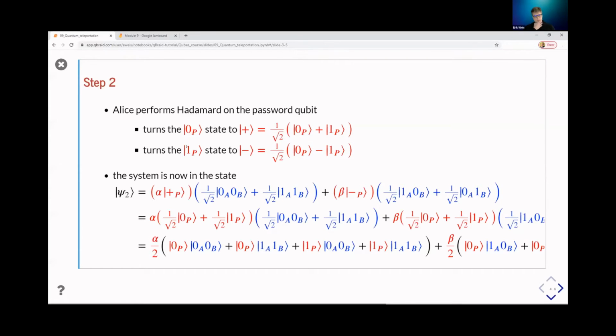Okay, and if the password qubit is 1, that's going to be transferred to the minus state, 0 minus 1. Okay, so you can see now what happens. The previous state, psi1, we applied the Hadamard to the password qubit, which is in red. So right now only the red is going to be affected by what's happening here. The 0 state was transferred to the plus state, and the 1 state was transferred to the minus state. Okay, so we have alpha plus beta minus.